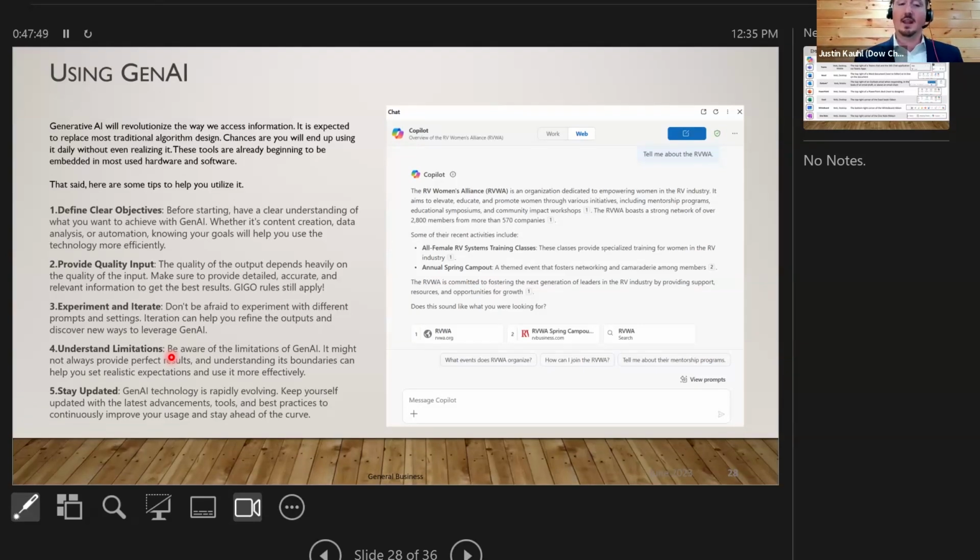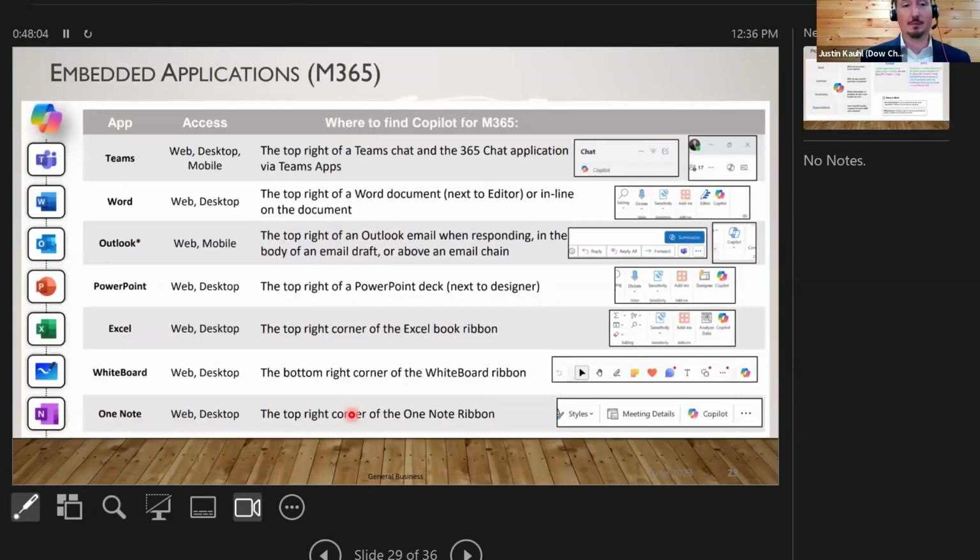And then lastly here, stay updated. The Gen AI technology is rapidly evolving. It's hard even for me. I work in this profession and I go to sleep and I wake up and the world's changed. So at least in broad strokes, try to keep up with it. We're going to start seeing a lot more of this, which is embedded large language models and generative AI technology in all of our devices.